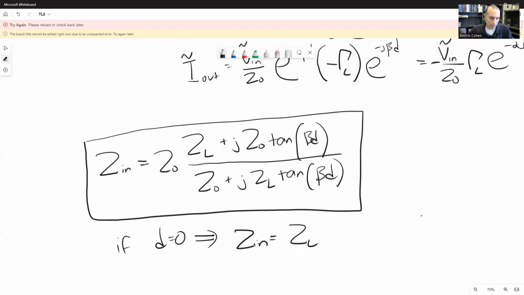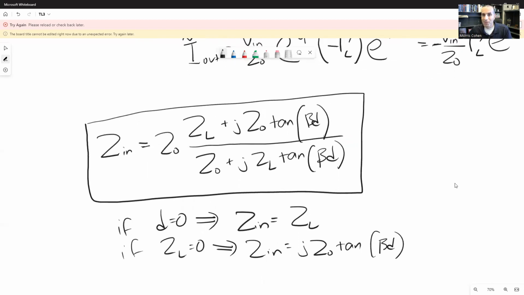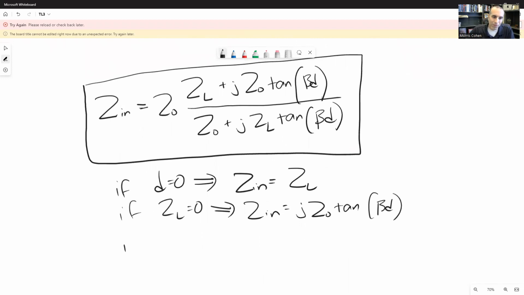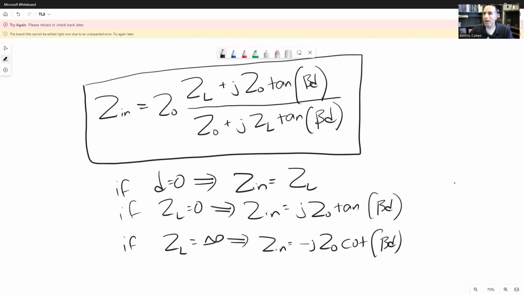If ZL equals 0, if we have a load that is a short circuit, then Zin works out to be j times Z0 times tangent of beta d, which is good. That's what we covered in the last lecture. Nice to know that it hasn't been broken. And finally, if the load impedance equals infinity, plug that in and solve, you end up with Zin equals minus j times Z0 times the cotangent of beta d, again matching what we figured in the previous lecture. So that's all good. This seems to be a more generalized version of the open and short circuit cases that we considered earlier. And in fact, we've actually unified them.